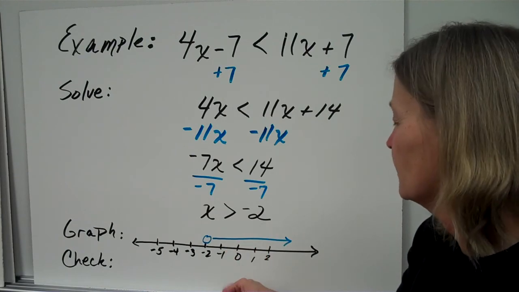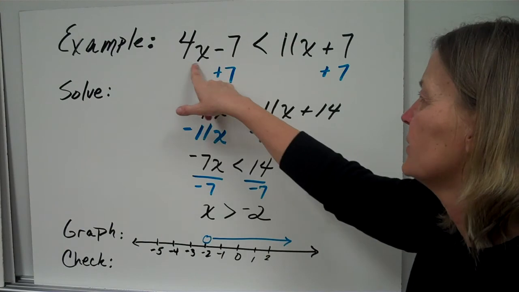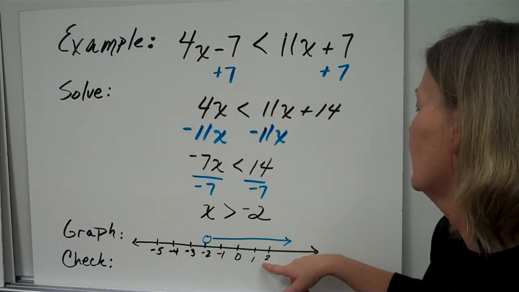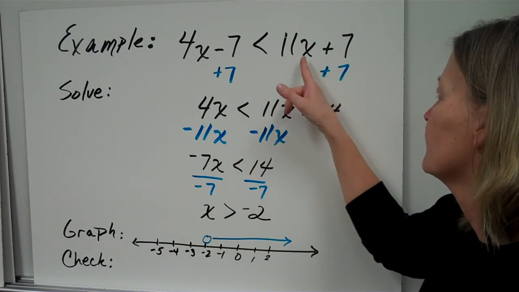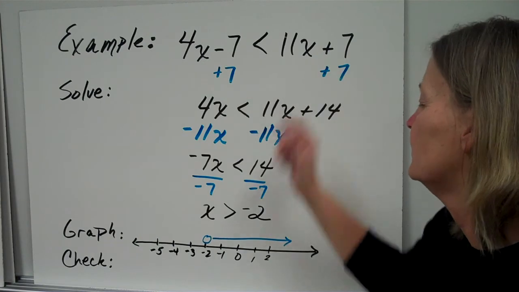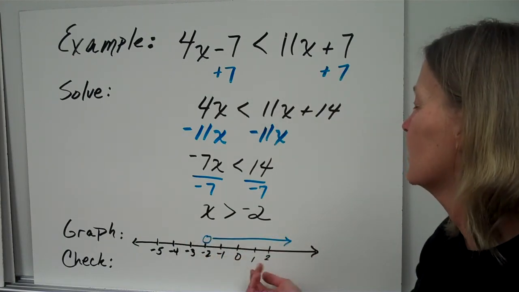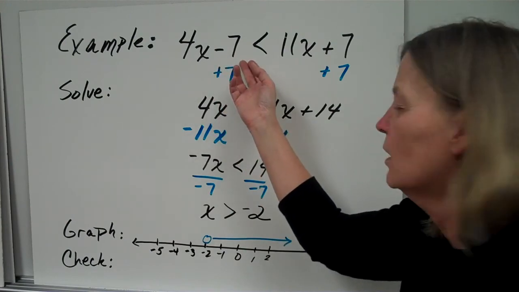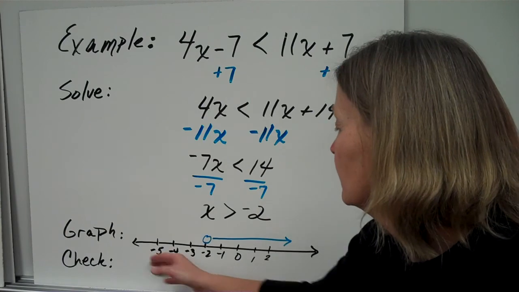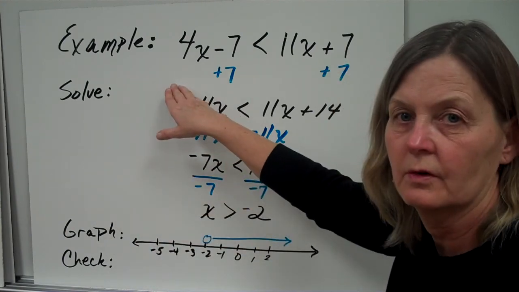We could test another number if you weren't sure. We could test 1. 4 times 1 is 4. 4 minus 7 is -3. And then 1 here is 11, plus 7 is 18. And sure enough, -3 is less than 18. Keep in mind, this arrow is indicating all the numbers that are solutions for this inequality. And at the same time, the numbers that are not in the graphed area are not solutions of the inequality.